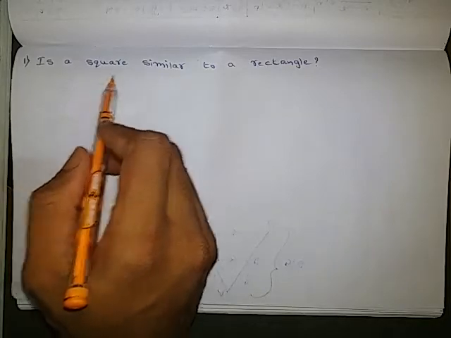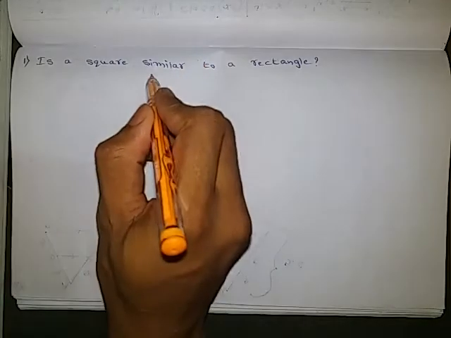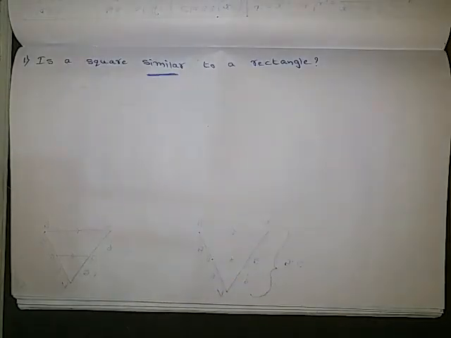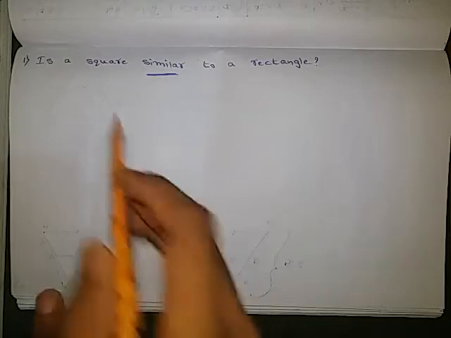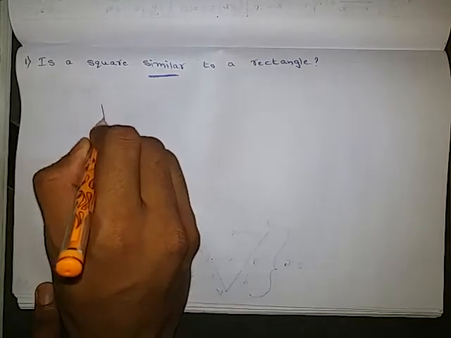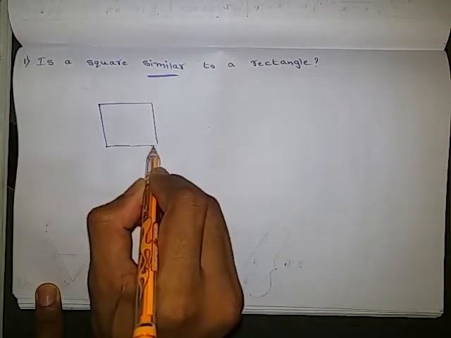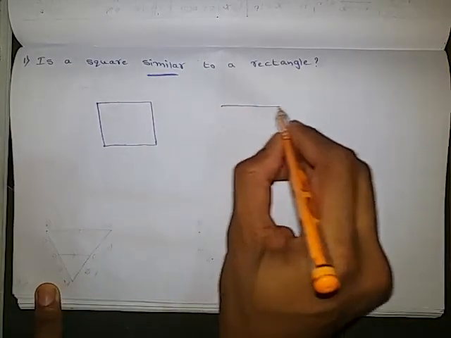Is a square similar to a rectangle? First of all, we need to have a complete idea about the word similar. Similar means in those two particular figures, the corresponding angles should be same and corresponding sides ratio should be same. Now let us draw these two figures. One is square and one is rectangle.